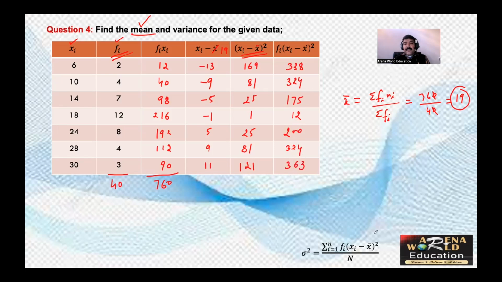So what is the next step? To find variance, we will find the sum of all these values, right? And this is equal to 1736, right? And now what is variance? Yes, variance will be 1736 divided by 40, which is equal to 43.4, and which is your required variance for the given data.